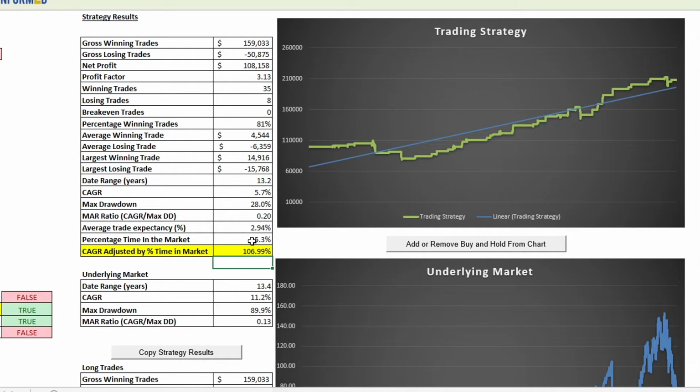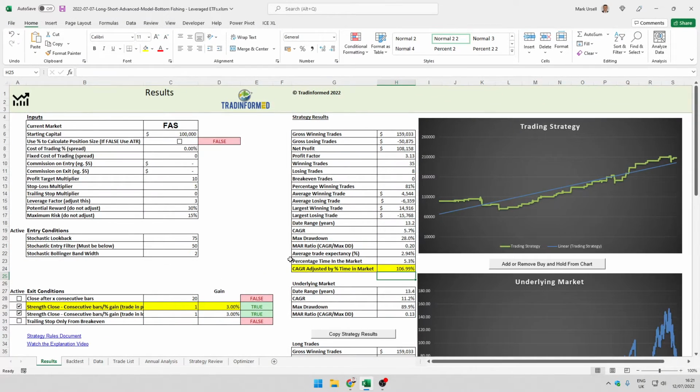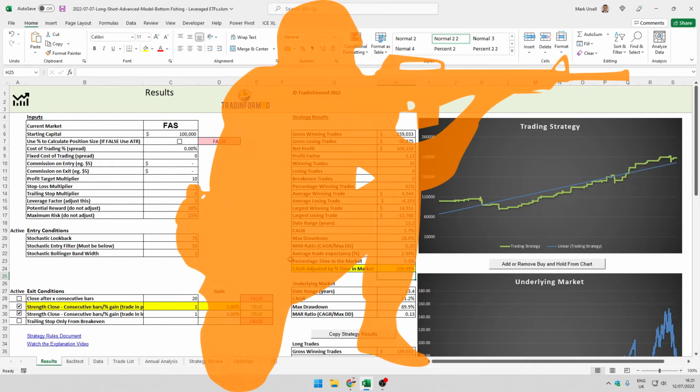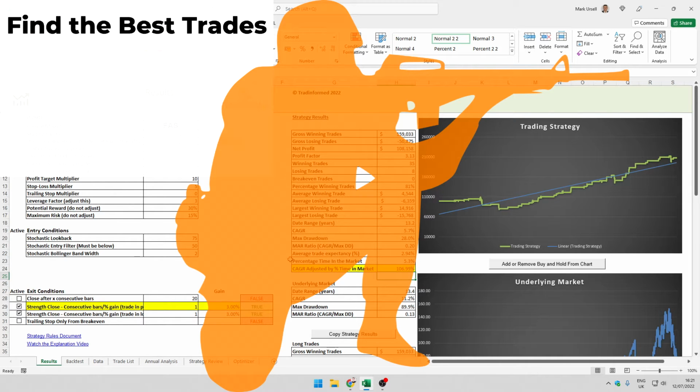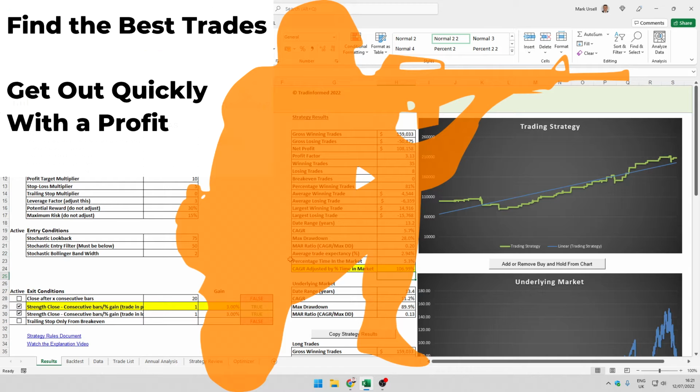But how could that be? Because we have such a low percentage time in the market, only 5% of days. So 5% of days we can get all of these gains. That means your capital is free to trade other strategies, other leveraged ETFs, and look for the best possible opportunities. This is the sniper idea of trading, of finding the best trades. These are volatile, risky trades and exiting quickly with a profit.